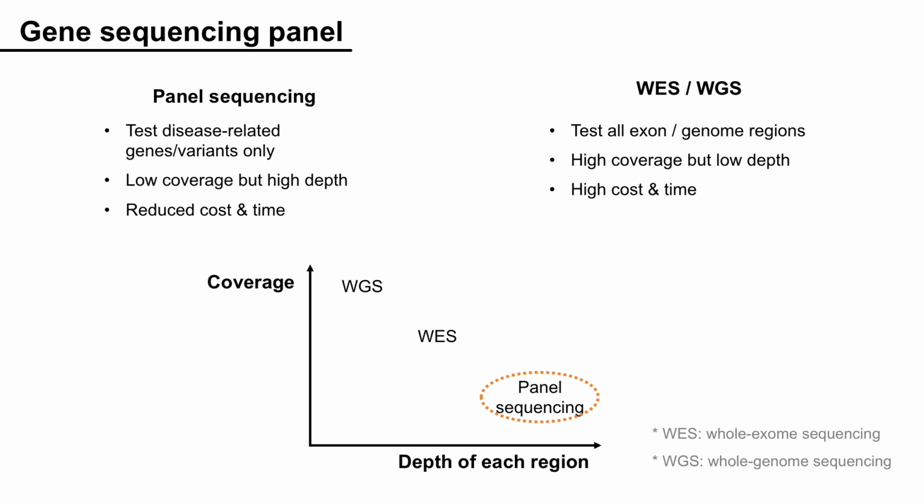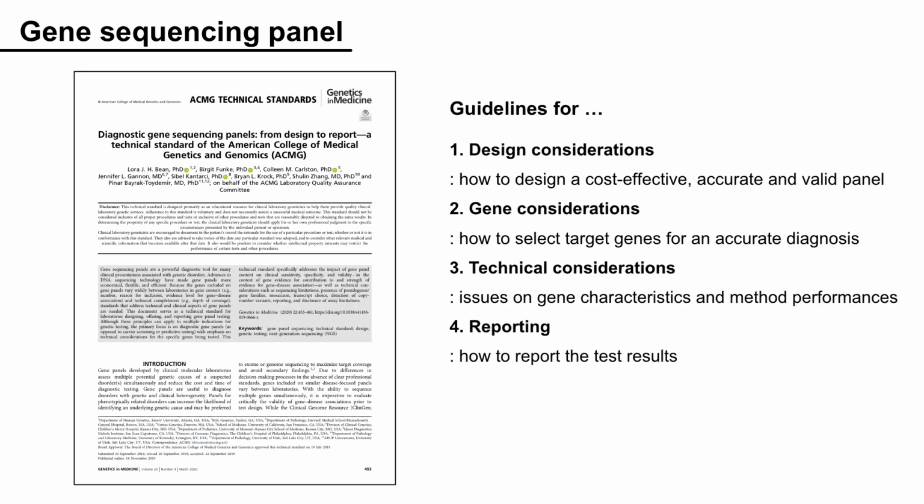This is a graph of depth and coverage for each method. This means if you can choose the right genes for the test, you can get a very accurate diagnosis. But how can we do this? This paper provides you the guidelines for using gene sequencing panels. The guidelines cover each step of using gene sequencing panel.